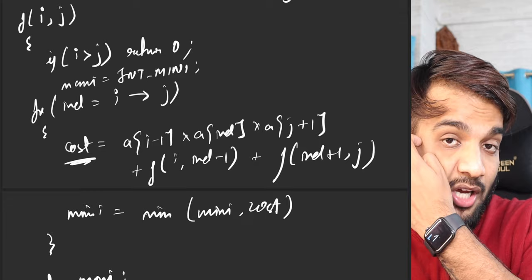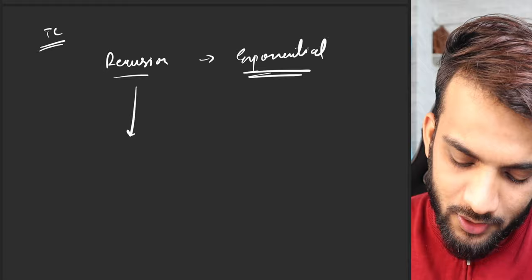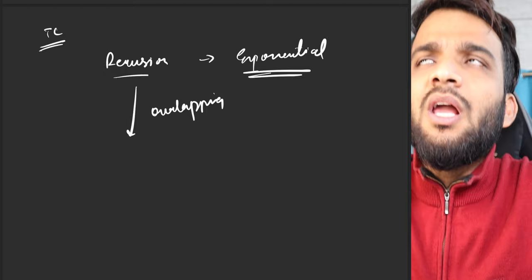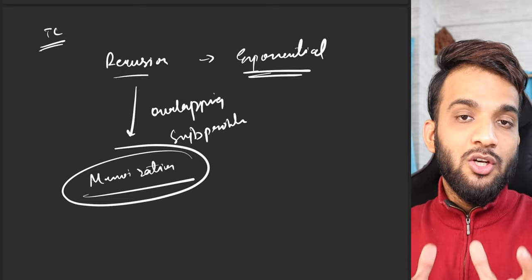Now, what about the time complexity? We know that whenever we are applying recursion, it is going to be exponential in complexity. That is something we know. So if there are overlapping subproblems, and there will definitely be overlapping subproblems if you try to draw down the tree, we can memoize the solution and apply memoization in order to reduce the time complexity.